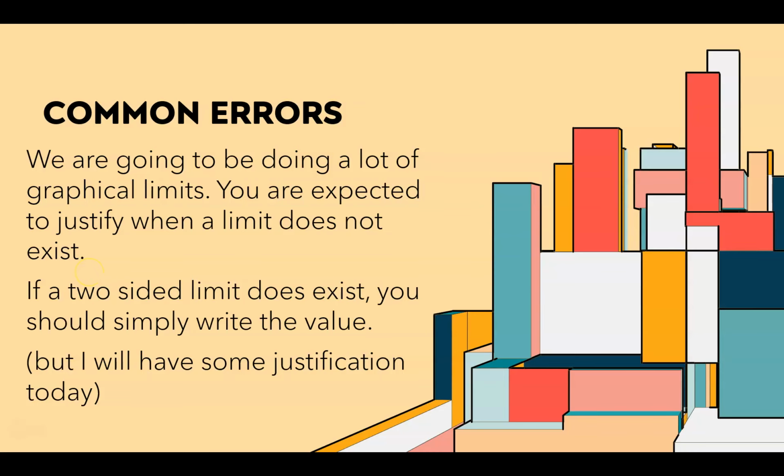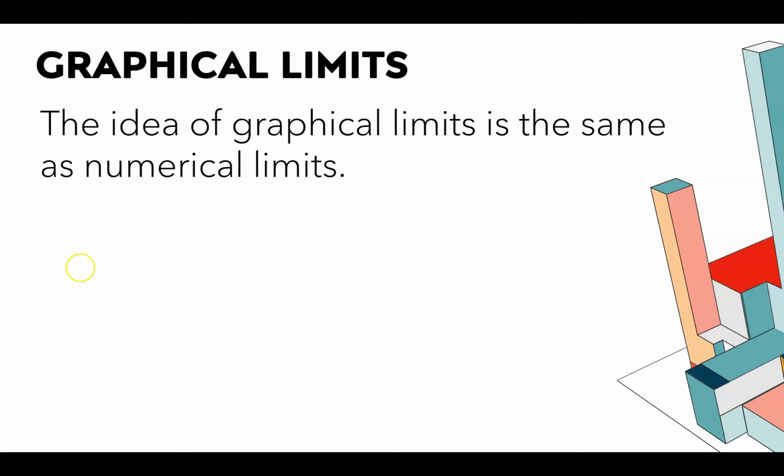So just in my class, and it's good practice in general for College Board, you're always expected to justify when a limit does not exist. So, hey, this limit does not exist because. But if a two-sided limit does exist, you can simply write the value. Today, because I'm trying to get you on board with what that definition of when a limit exists is, I am going to write out justification, but you do not have to.